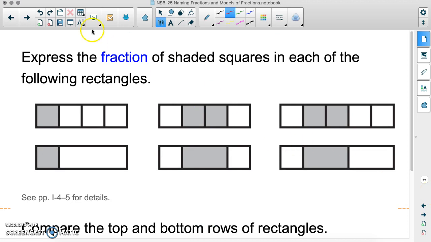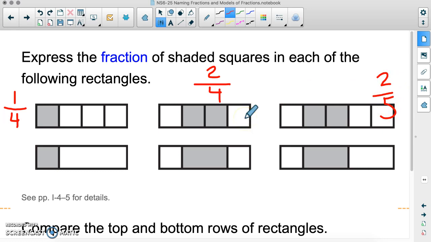Okay, now we can do the exact same thing with squares. So let's express the fraction of shaded squares in each of the following rectangles. Well, in this rectangle here, we have 4 squares all together. So the 4 goes on the bottom because it's the total number of parts. And we have one of those parts that are shaded. Now here our squares are all equal, so it's easy. Again, there's 4 squares in total that are equal, and 2 of those are shaded. Here we have 5 squares in total, and we have 2 of those shaded.